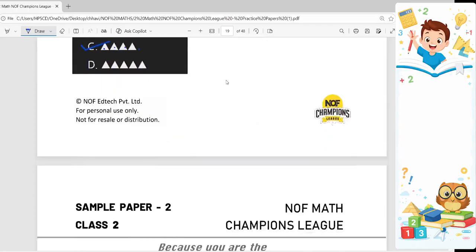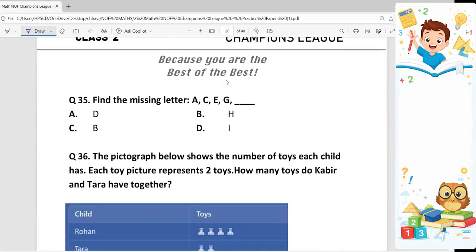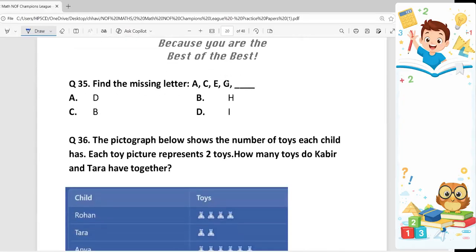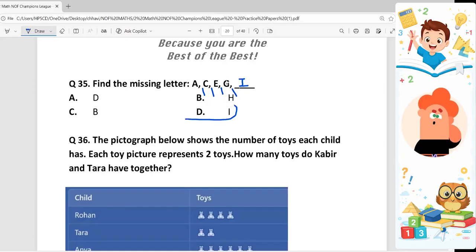Okay. 35th. Find the missing letter. So let's see the pattern. A, B skipped, C, D skipped, E, F skipped, G, H skipped, and I will come here. So the answer is option D, I.